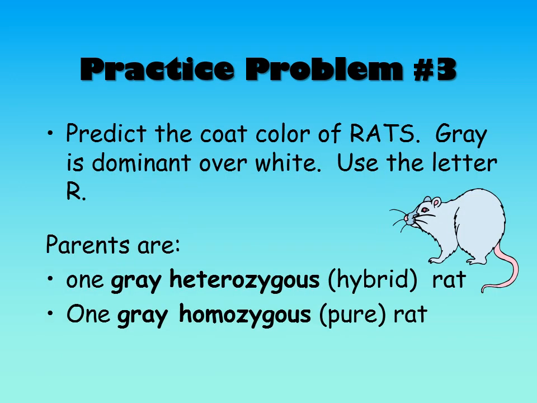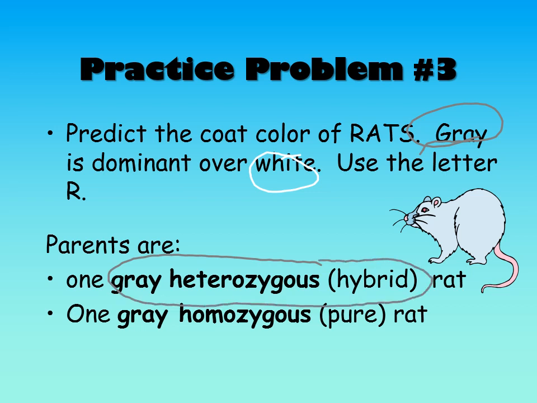Our third problem is coat color in rats. And for this, we're saying gray is dominant over white. We're using letter R for rats. And one parent is a gray heterozygous parent or hybrid. So think about what kind of R's you're going to give that parent. And the other parent is also gray but homozygous or pure for its gray color. So let's see if you can solve that problem. Pause the video and move on when you have it solved.